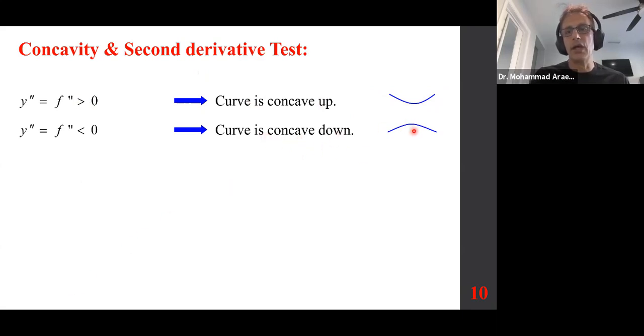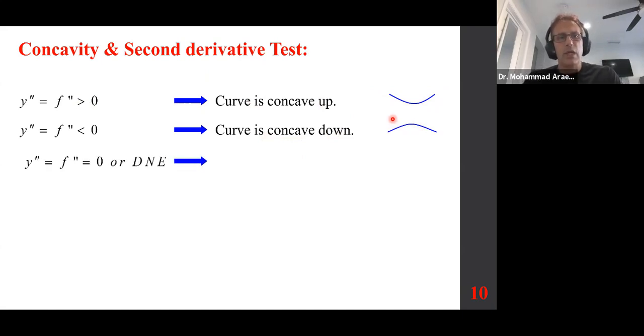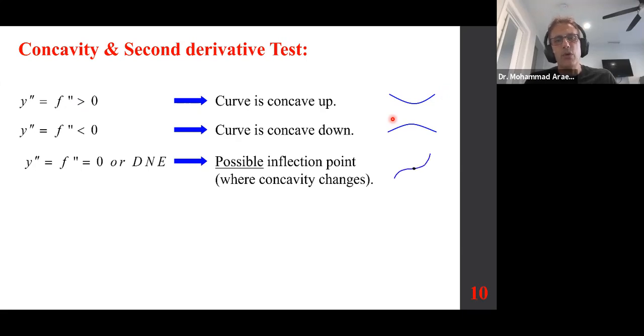And when it's concave down, it gives us a local max. And of course, we have to find f double prime, where f double prime is 0 or doesn't exist. If the change occurs, for example, this is concave down, this is concave up, at the location of the change, we call it an IP, an inflection point.